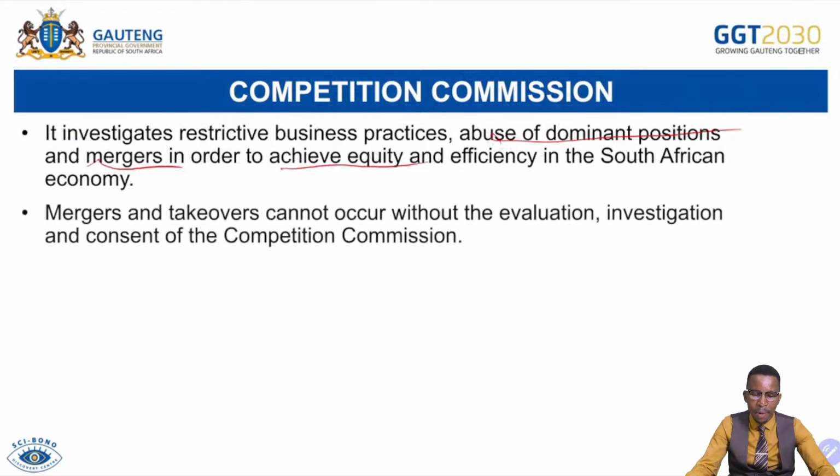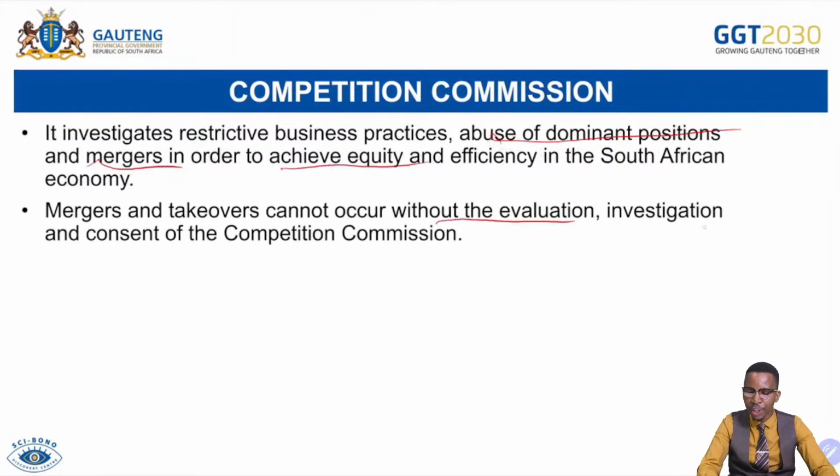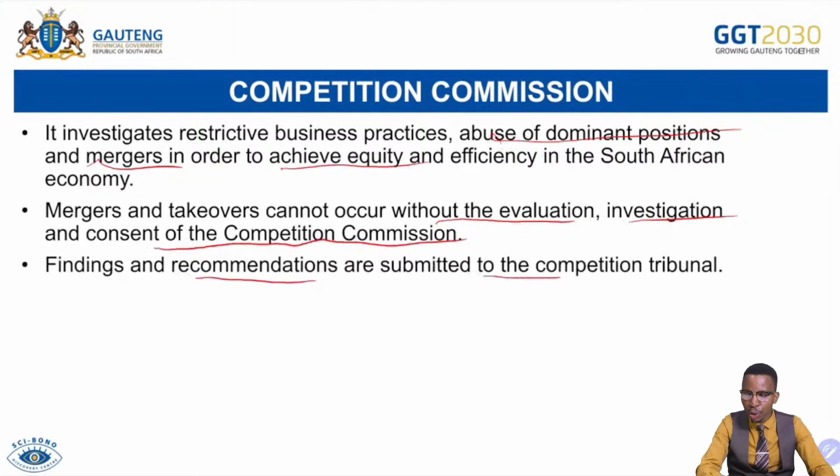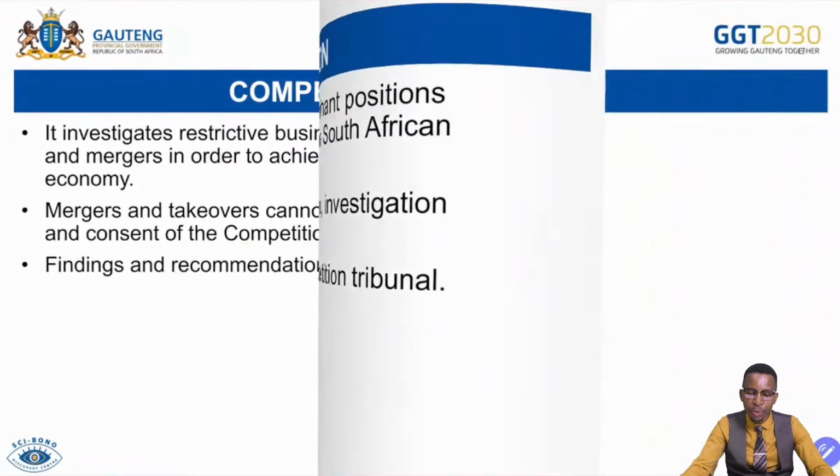Then we continue. Mergers and takeovers cannot occur without evaluation or investigation and consent of the Commission. Even an SOE cannot be sold without the intervention of the Commission to give the government the right to sell that particular business to the private sector. We saw what happened with SAA. It was nearly sold, but after the investigation by the Commission, papers were not adequate to give evidence why it was sold, and in that situation, the sale was withdrawn. Findings and recommendations are submitted to the Competition Tribunal, and then the Tribunal will make its own judgment.